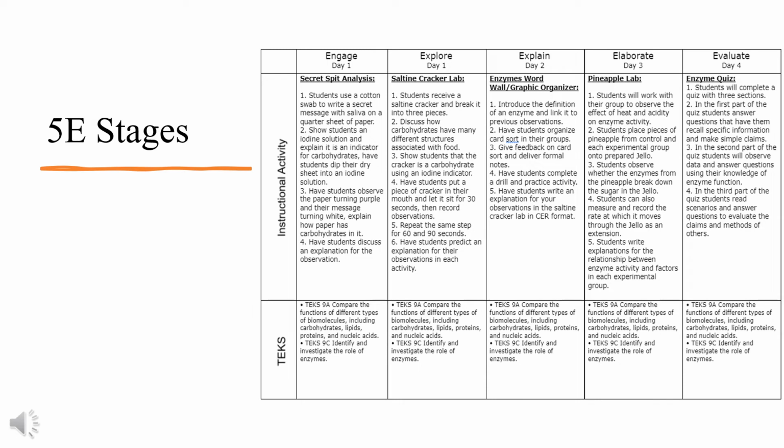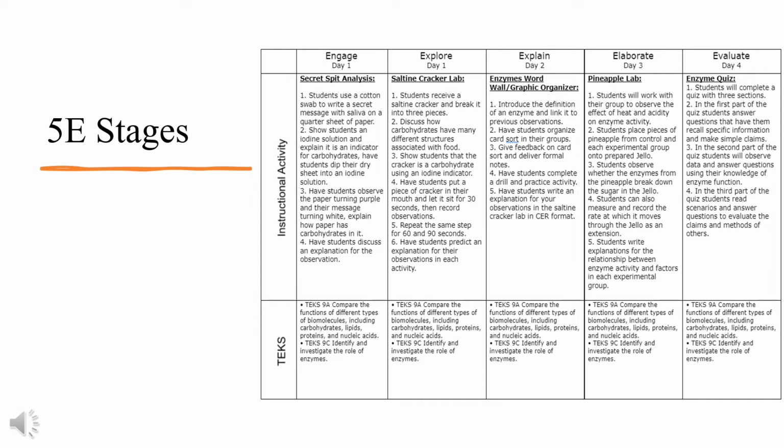It needs to link to these things that they were doing before you formally introduced academic language, vocabulary, stuff like that. On day 3, we'll go over the pineapple lab for elaborate, and students are going to work in their group to observe the effect of heat and acidity on enzyme activity. They're just going to place pieces of pineapple from different experimental groups onto prepared jello, and they're going to observe whether the enzymes from the pineapple break down the sugar in the jello or not. And they can also observe the rate at which it does this, which would be a good extension.